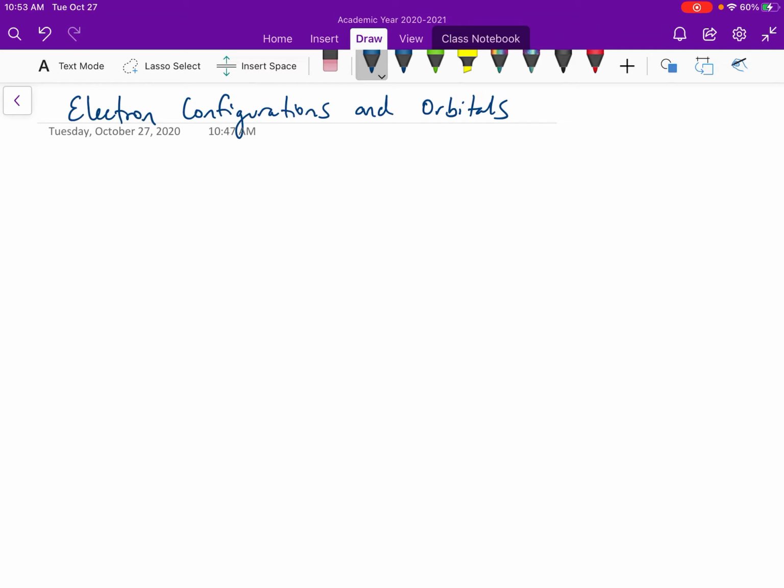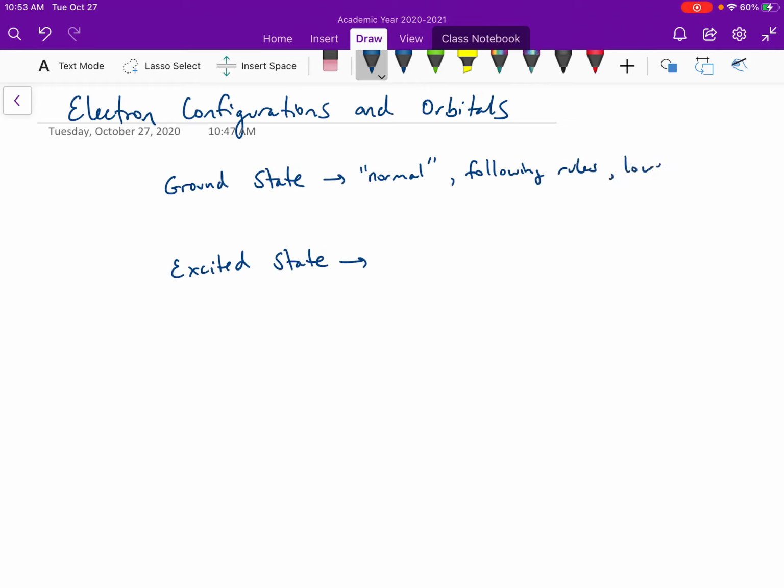So, first thing we want to do is address the difference between what we call ground state configurations versus excited state configurations. So think about the difference between those two things. Ground state is what we would kind of call normal, or following the rules, or lowest energy, or happy. Any of those phrases would be appropriate.